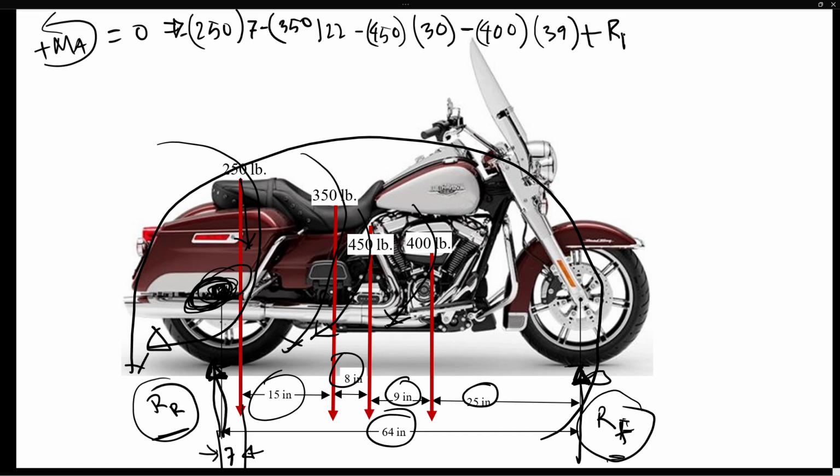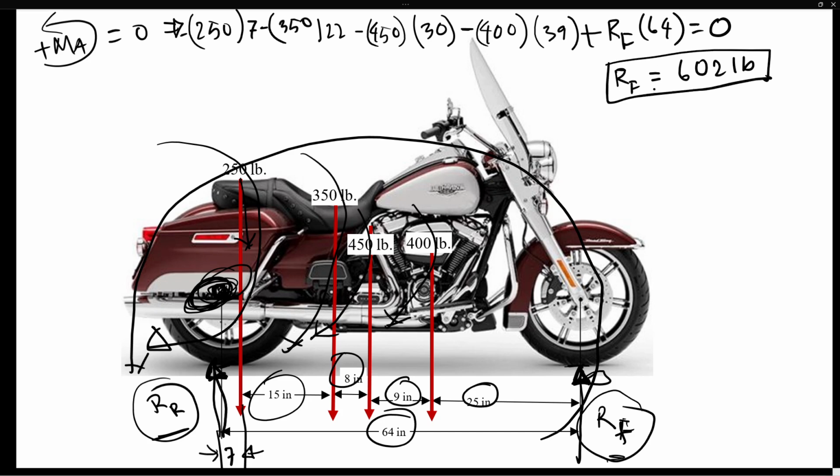So our front wheel is 64 inch away from the rear wheel. And if you sum everything to zero, all moments sum to zero, you can find the front wheel reaction force that I calculated, 602 pounds. That is what I got for the front wheel reaction by taking moment at the other wheel. It's kind of counterintuitive to think.